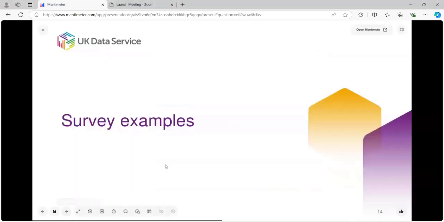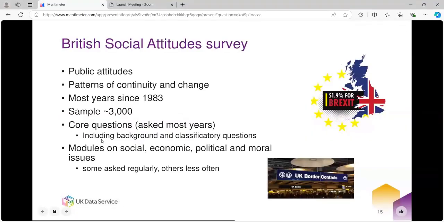So let's move on to some examples of surveys. The first one I'm going to talk about is the British Social Attitudes Survey. This runs every year. It's repeated cross-sectional. So as we said in the previous answer, you may get to answer it more than once, but there is no guarantee of that because it's all done on a random sample basis based on address areas.